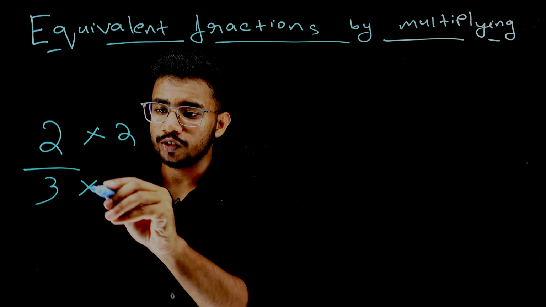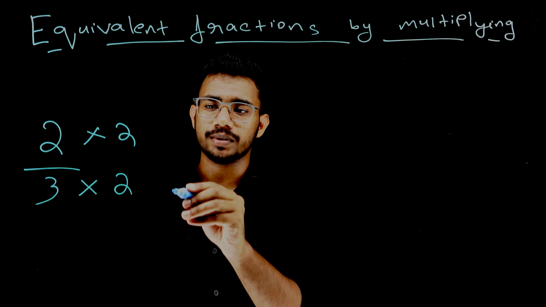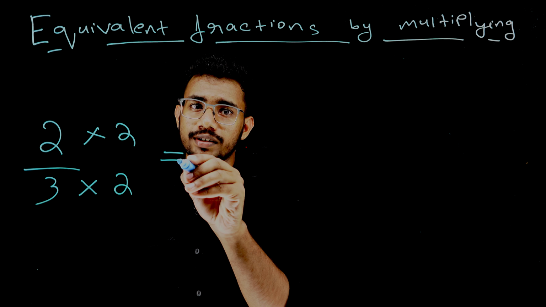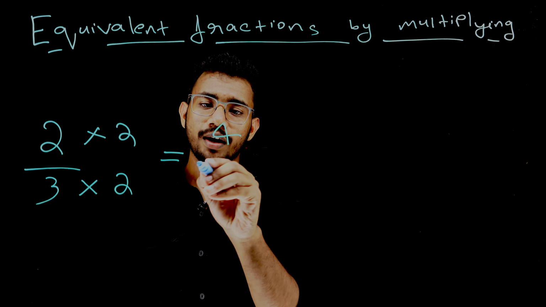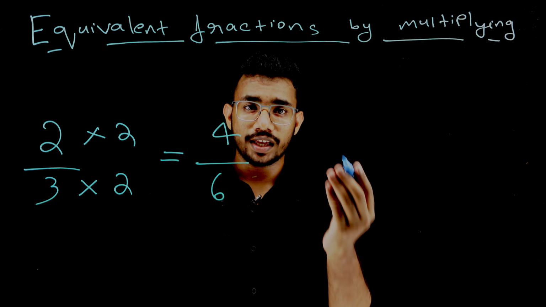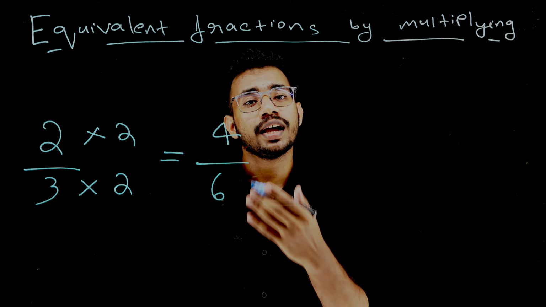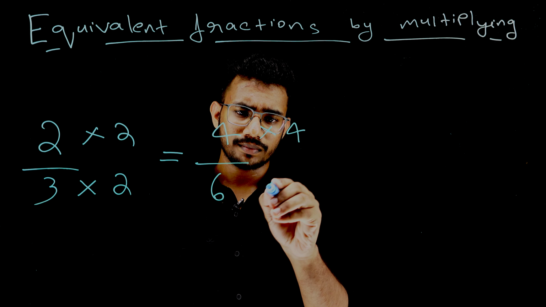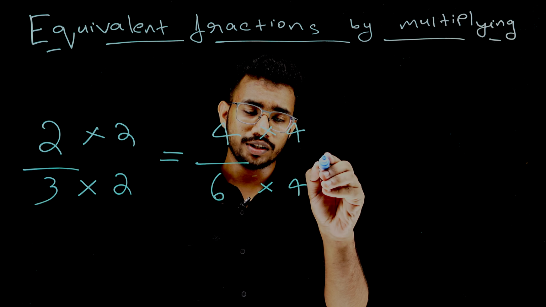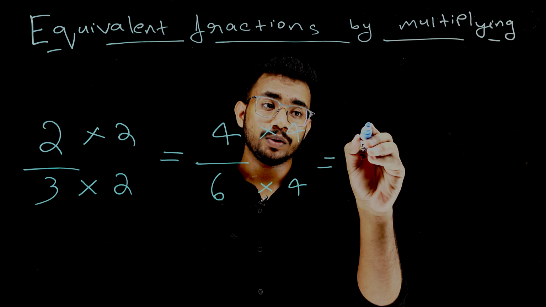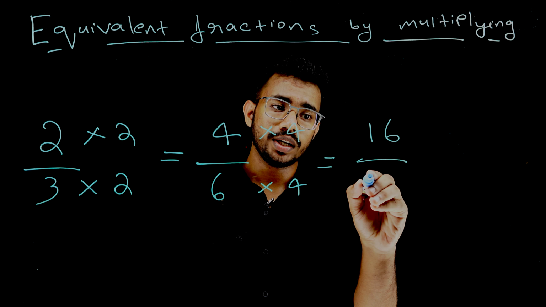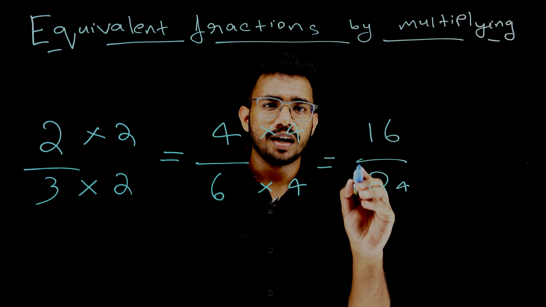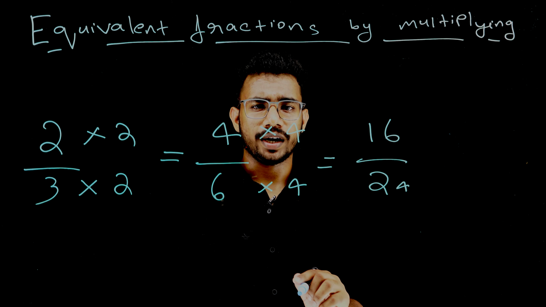I have to multiply the numerator and denominator with the same number. And that will give me what? Exactly, it will give me 4 over 6. And we can extend this one by multiplying it with any other numbers. Let's say I am multiplying it with 4. And I'm multiplying also the denominator with the 4. And that will give me what? 16 over 24.